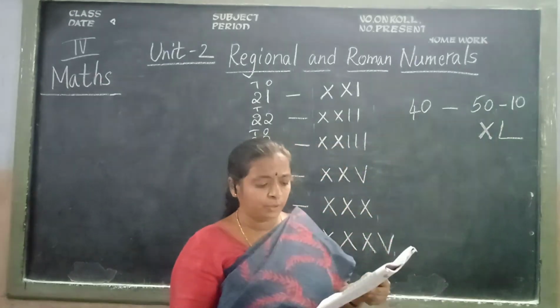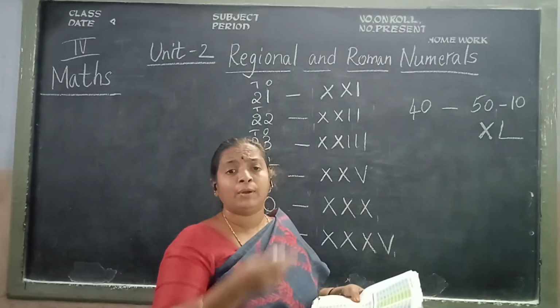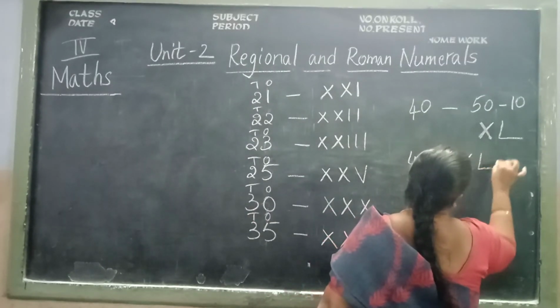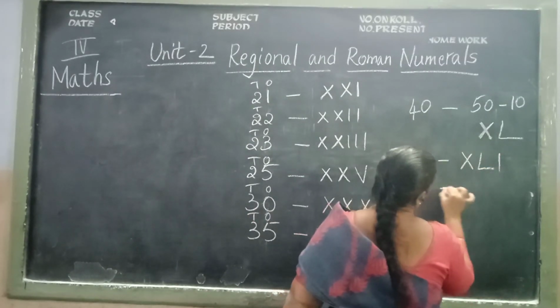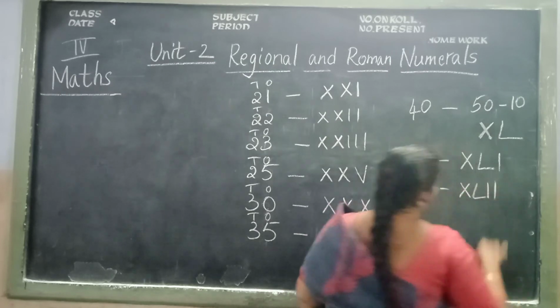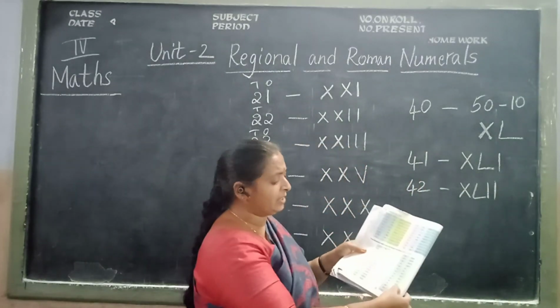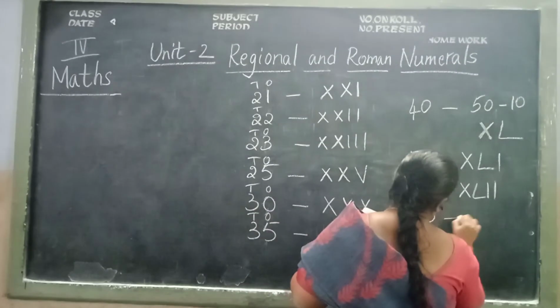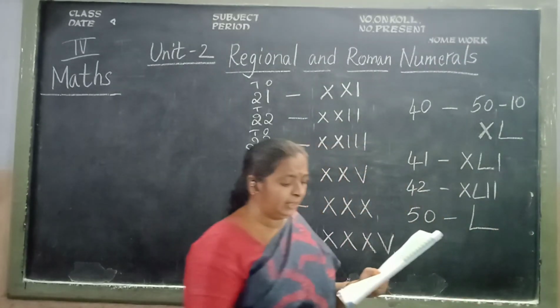For 40 in Roman numerals, we should present it as XL. From 41, we should write XL and then the rest. Like this we should write, children. They are presenting like this. You can see, children, like this. See, after that, for 50, we should present L. We should present L, children.